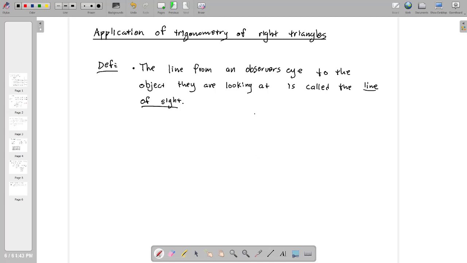So suppose that we have someone here. Maybe it's Luke Skywalker, maybe it's not. We got an X-wing up here. This line from his eye to the thing that he's looking at is called the line of sight.